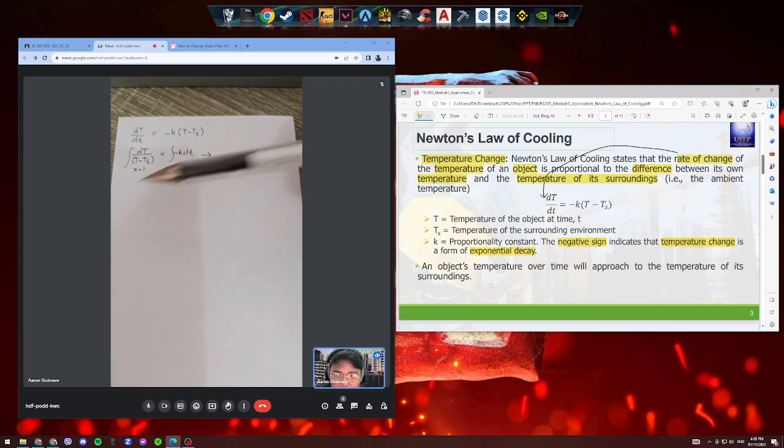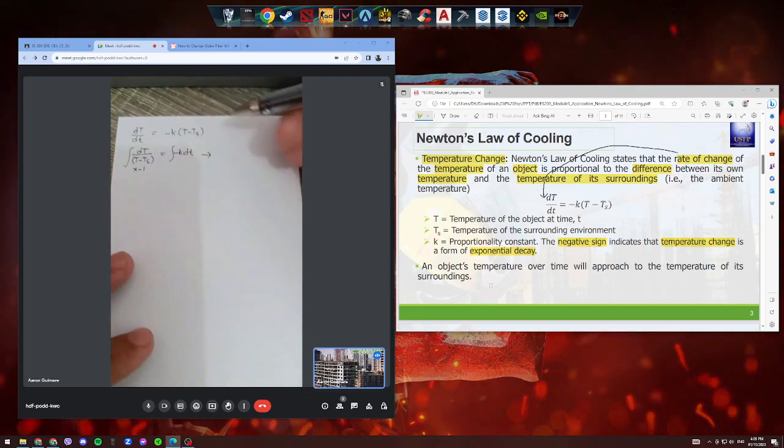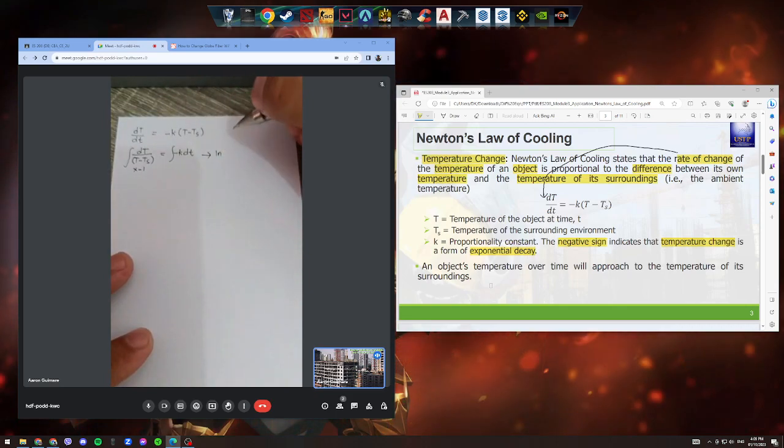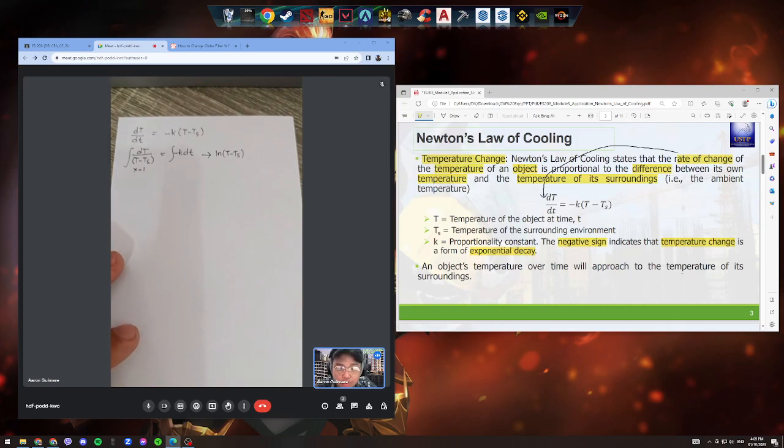So much for that. I hope that representation helps so that when we integrate, we can simply integrate this into ln of T minus Ts. I explained that concept because of this statement: an object's temperature over time will approach the temperature of its surrounding. Now let's proceed with integrating this one so we could get its model equation.